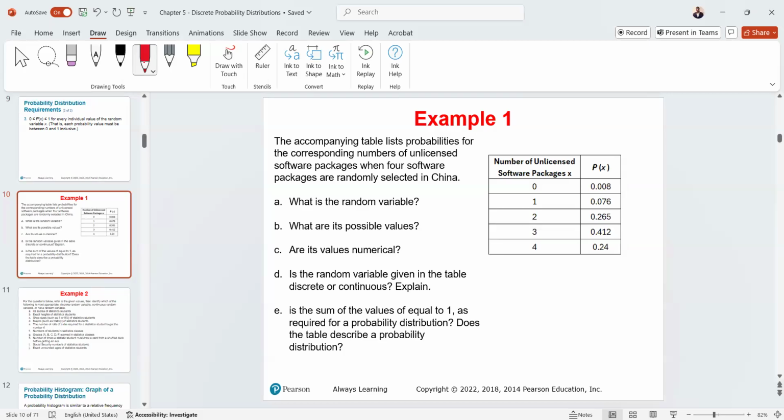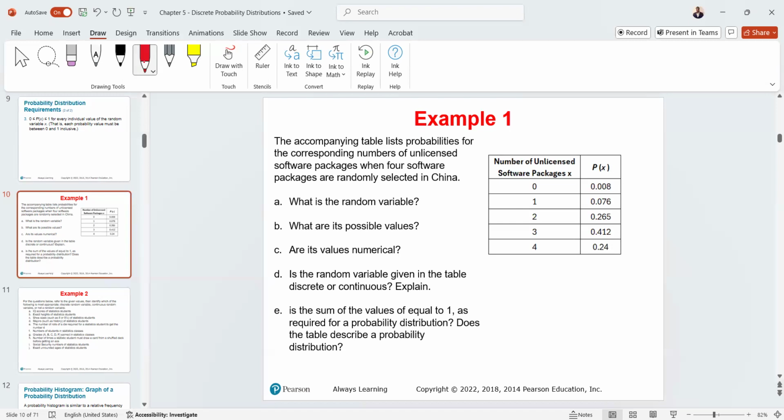In this first example, the accompanying table lists probabilities for the corresponding number of unlicensed software packages when 4 software packages are randomly selected. In that table, first of all, we need to verify what the random variable is. We need to make sure we're dealing with numerical, quantitative data. In the first column there are no words, they are all numbers. Yes, the x's are 0, 1, 2, 3, 4. So we are certain it is okay.